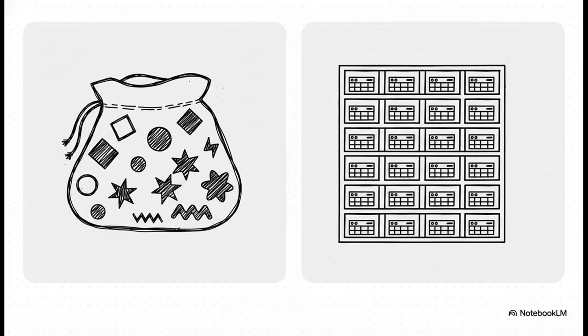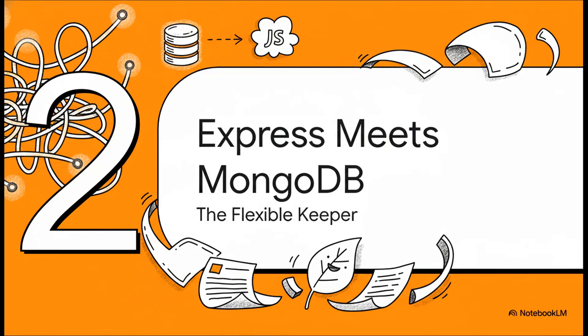On the right, you have SQL. That's more like a perfectly organized toolbox. Every tool has its specific slot, the rules are rigid, and the toolbox itself makes sure everything stays neat and tidy. Okay, first up to the plate, we've got MongoDB.